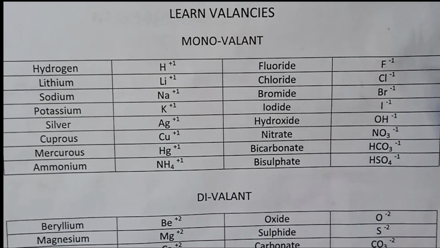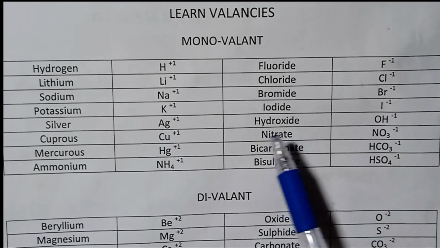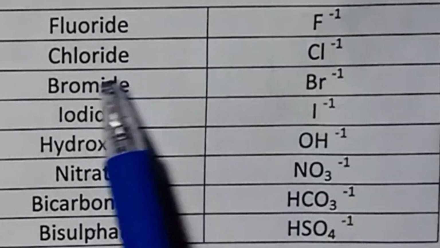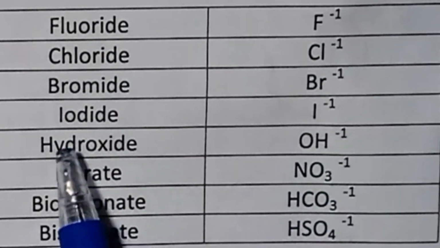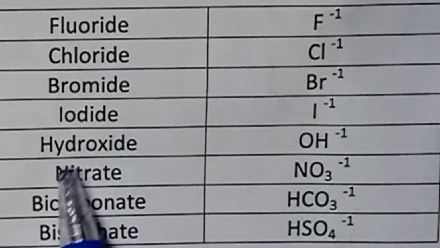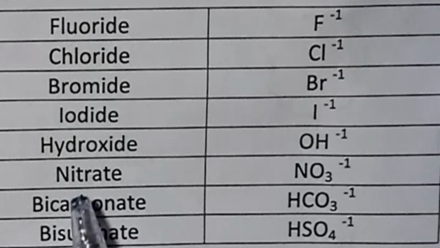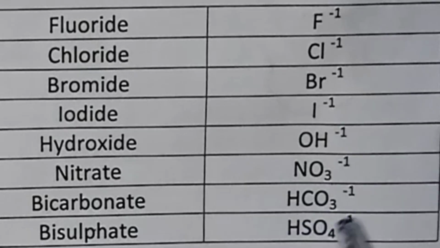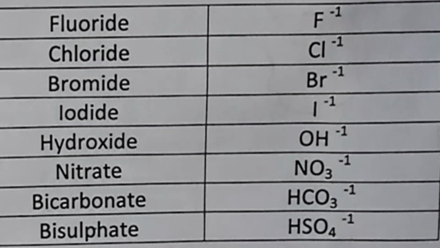Now with the minus 1 valency, the anions are present here: fluoride F minus 1, chloride Cl minus 1, bromide Br minus 1, iodide I minus 1, hydroxide OH minus 1, nitrate NO3 minus 1, bicarbonate or hydrogen carbonate, that is HCO3 minus 1, bisulfate HSO4 minus 1.